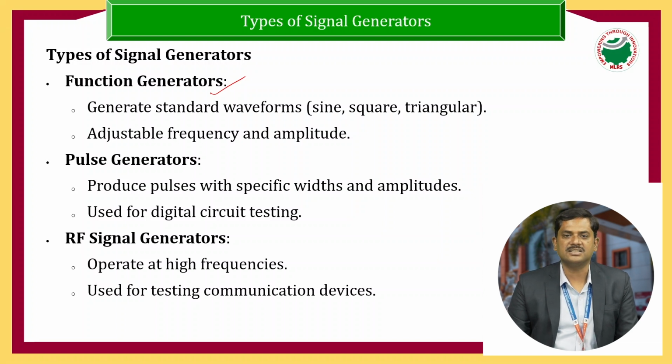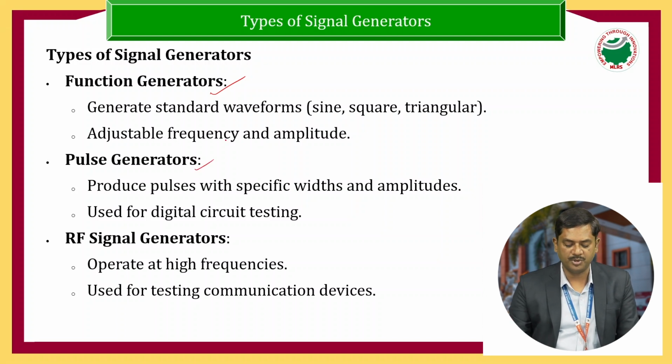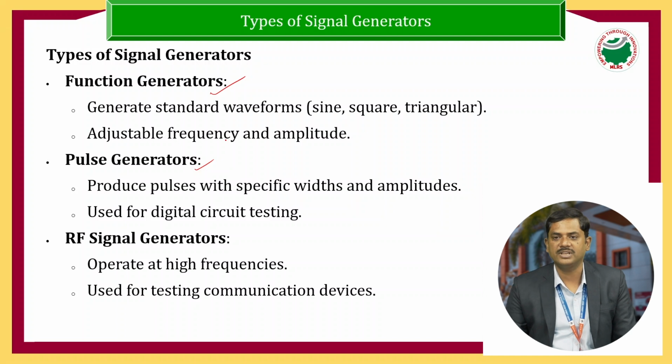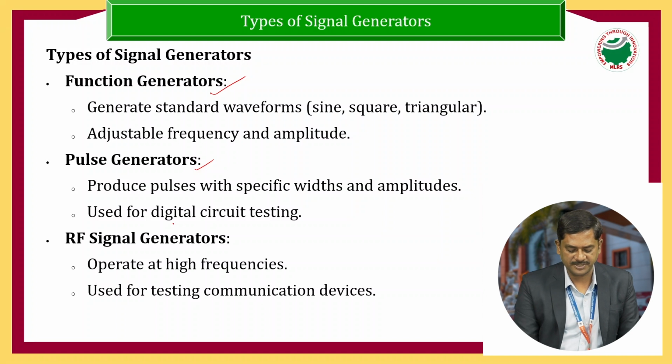So they are standard signals. In a function generator, basically we have the sine wave, the ramp wave, and the square wave. Those are the basic functions in function generators. Coming to the pulse generators, they produce pulses with specific widths and amplitudes. Basically, pulse generators are used for all digital circuit testing purposes.